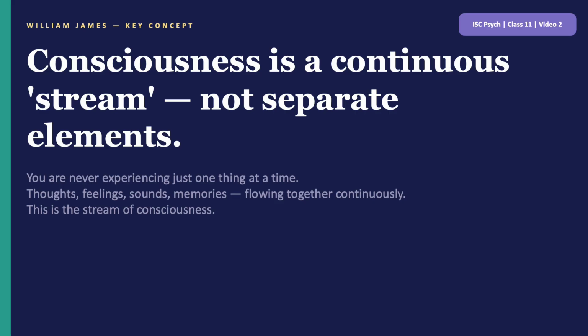James' famous concept was the stream of consciousness. He argued that the mind was not a collection of separate elements. It was a continuous, flowing stream. Consciousness does not stop and start. Instead, it flows like a river, and that idea directly challenged what the structuralists were saying.